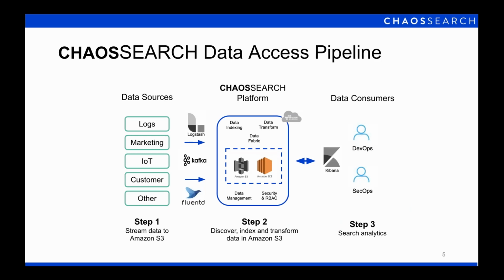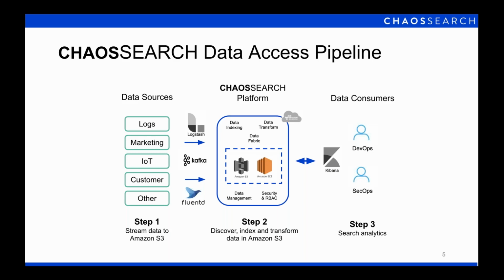This is a simplified view of the data access platform. We've got data sources on the left, and today we're going to focus on log data, but in reality, you can have marketing data, IoT data, or any other type of data, and get that into S3 via many of the transfer mechanisms that are on the market. We see most of our customers today using Logstash, Kafka, or FluentD. So we stream the data into S3.